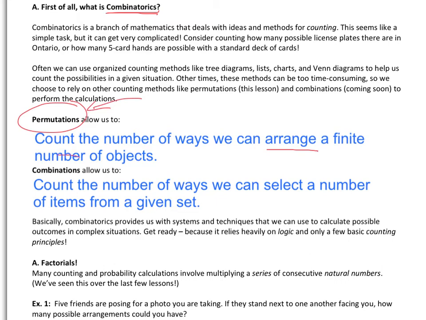However, with combinations, we're counting the number of ways we can select. So it doesn't matter the order when we deal with combinations, just how many different ways you can select. And this will become much more clear as we move through the course and as we move through different questions. But this video will strictly focus on permutations.